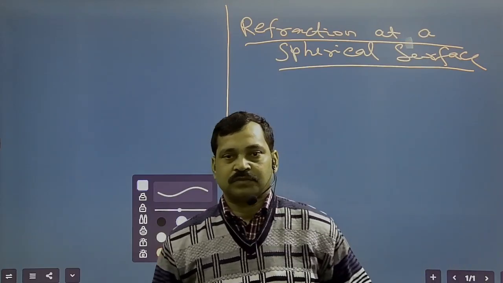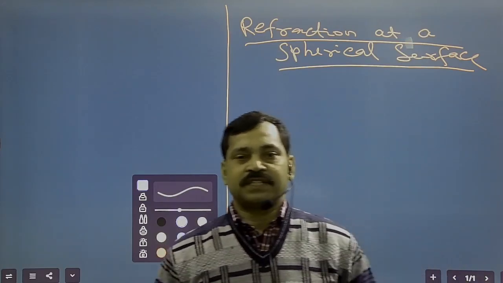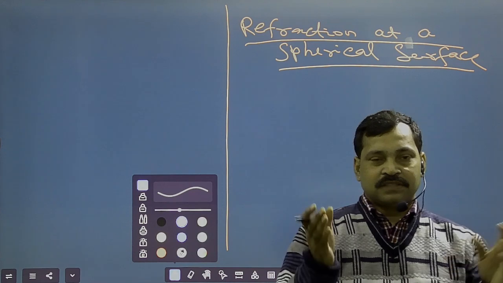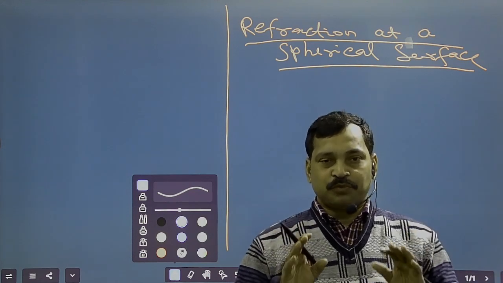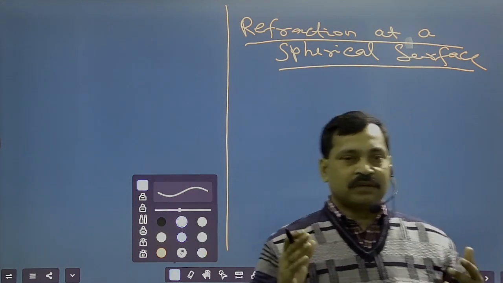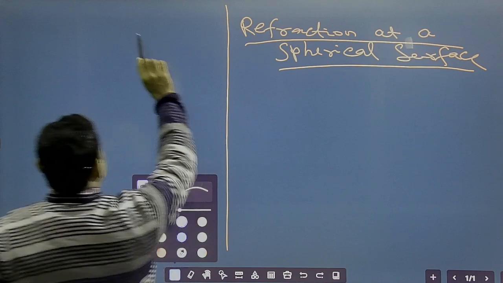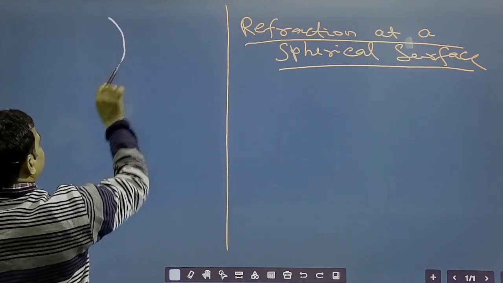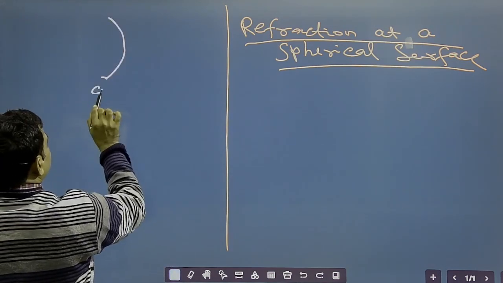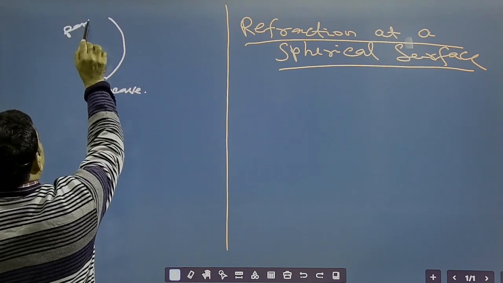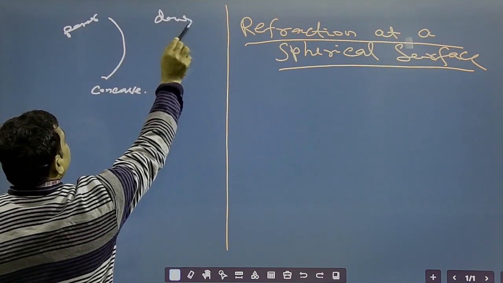Hi students, today we will discuss the refraction at a spherical surface. As you know earlier, spherical surfaces will be of two types. One will be convex, another one will be concave. So you see here, if the surface is like this, this is a concave surface, this will be rarer and this will be denser.